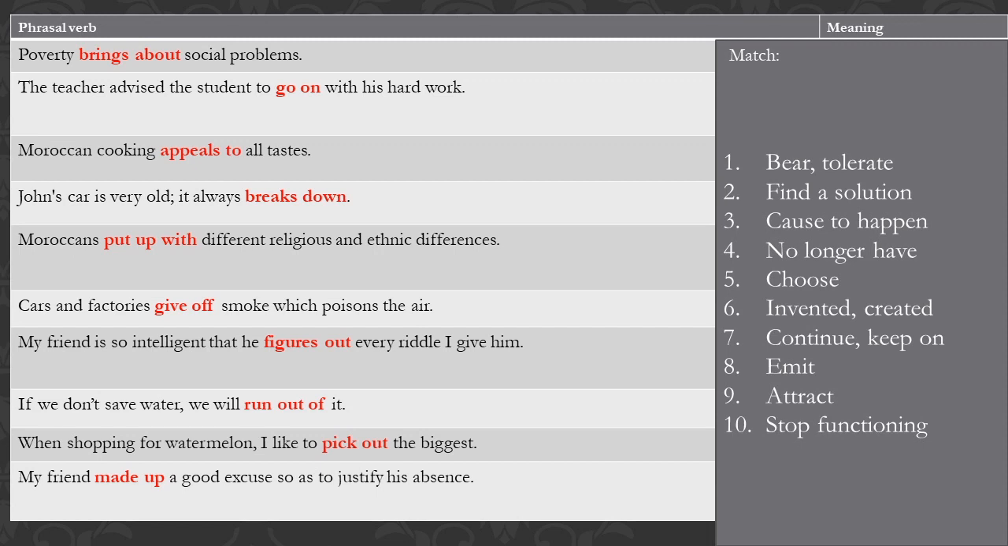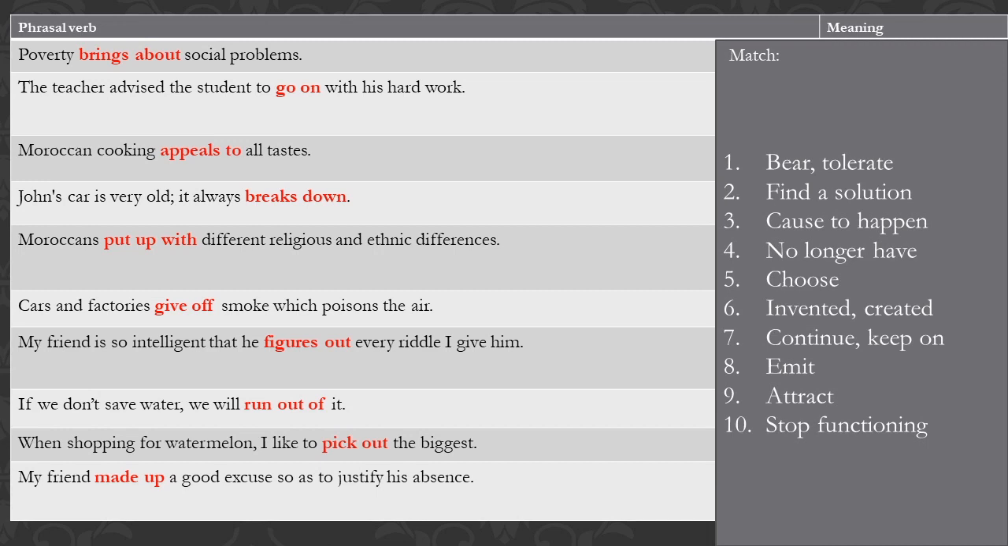Number 7, continue or keep on. And by the way, keep on is also a phrasal verb. It's keep, the verb, and on, a preposition. It means to continue, and there is another phrasal verb that means the same.